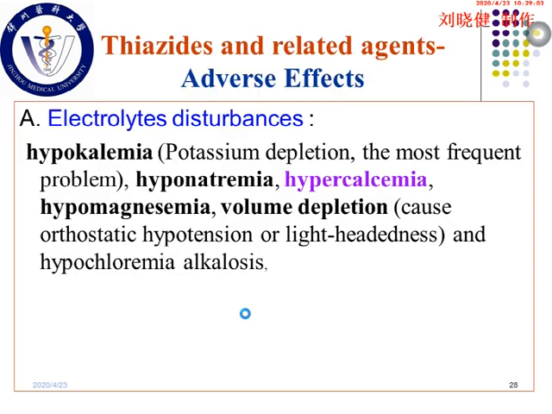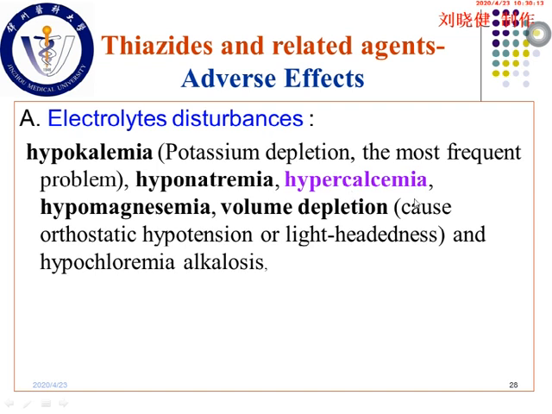Now look at the adverse effects caused by thiazides. They are diuretics. So first, the side reactions are also similar to loop diuretics. It is electrolyte disturbances, including hypokalemia, hyponatremia, hypocalcemia, hypomagnesemia, volume depletion. Especially hypokalemia. This potassium depletion is the most frequent problem. So it is necessary to use this drug in combination with potassium-sparing diuretics when they are used for a long time. Or sometimes it also is necessary to supplement potassium salts, to try to avoid hypokalemia.